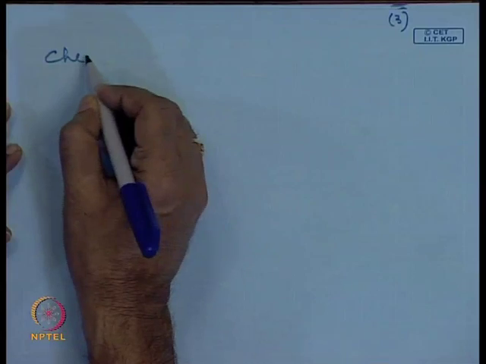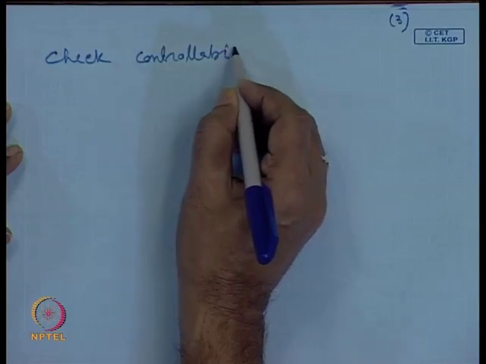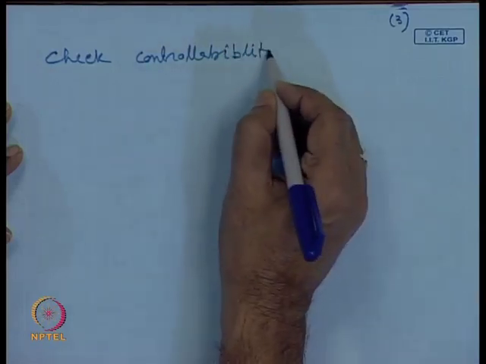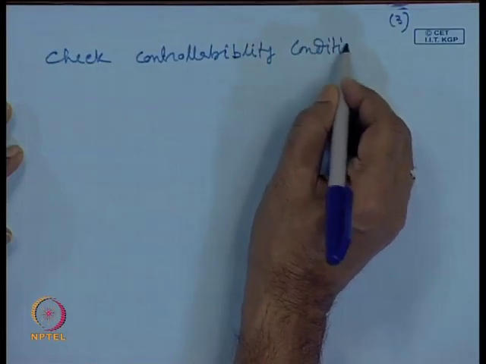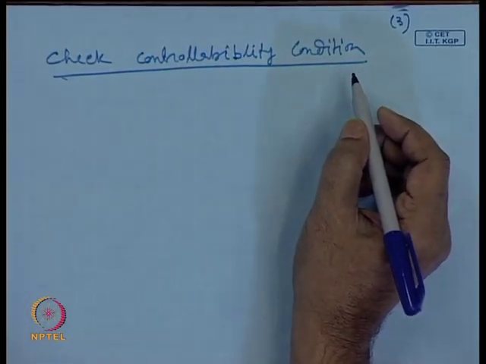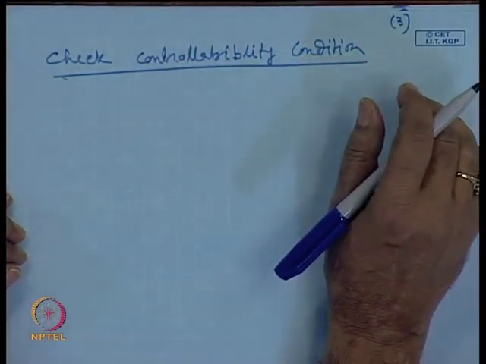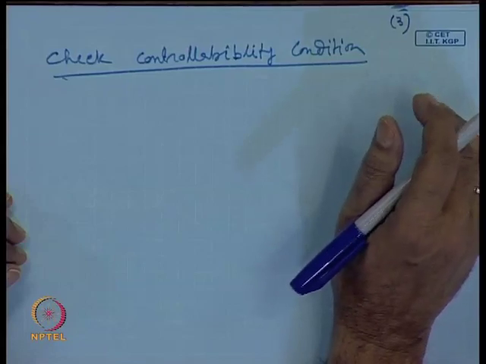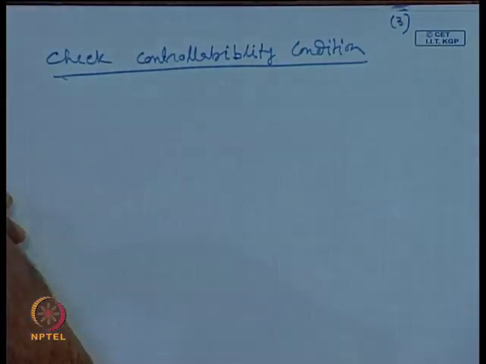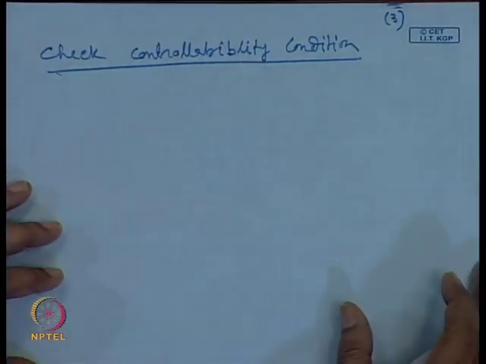The next step is to check the stability conditions, that is, check the controllability condition. You check whether you will be able to drive all the states to the desired location, or if the open loop poles are unstable, whether you will be able to drive those unstable poles to stable poles, meaning from the right half plane poles to the left half plane poles. You have to check whether you will be able to do it or not.